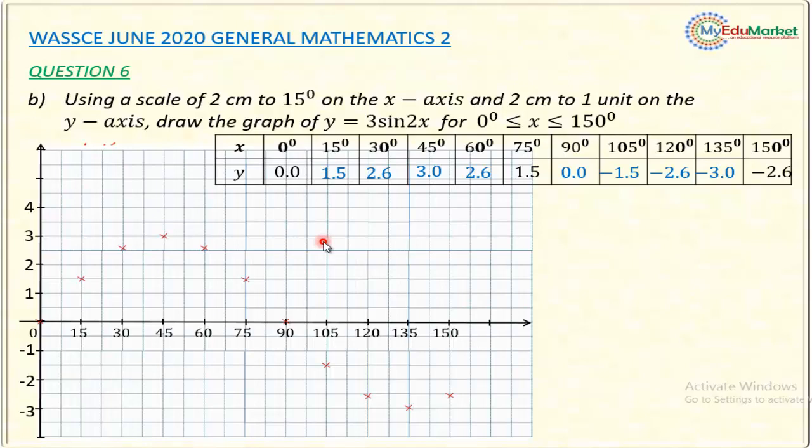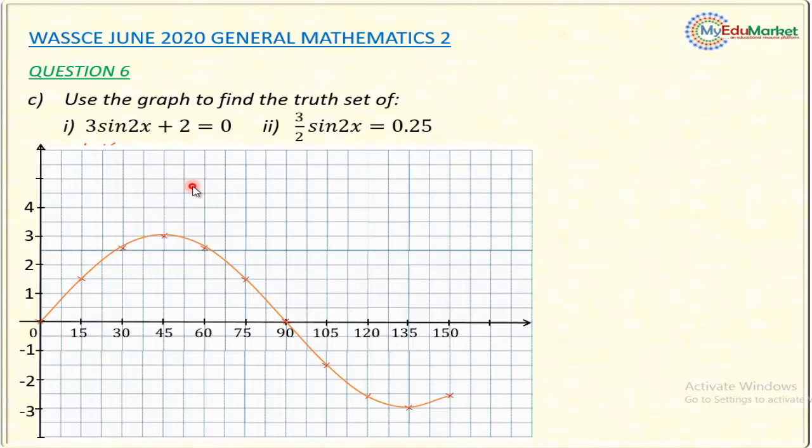So I will join this with a smooth curve like this. This is what I'm expected to get, so that all the answers that I get from this graph are going to be accurate. So I have drawn the graph. So question B has now been answered.